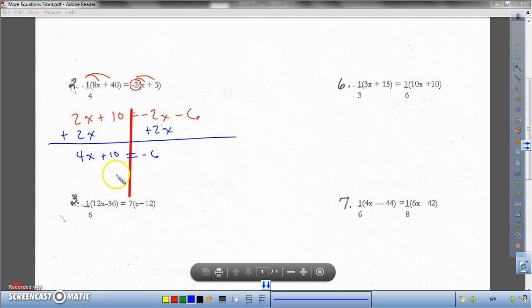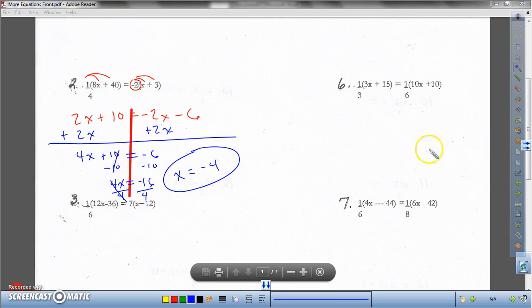Now I have a two-step equation. Subtract 10 from both sides. That's going to cancel. Leaves me with 4x is equal to a negative 16. My last step there is to divide by 4 on both sides. That's going to cancel, and negative 16 divided by 4 is a negative 4. Alright, number 3 is done exactly the same way.